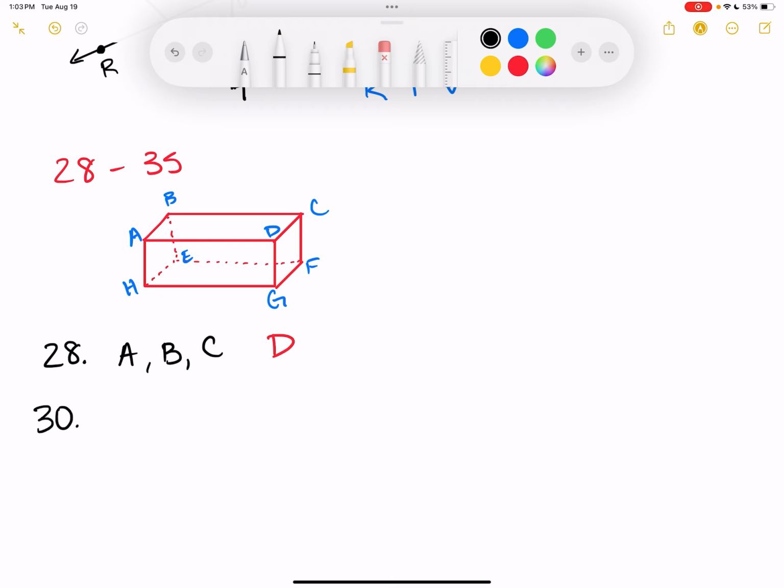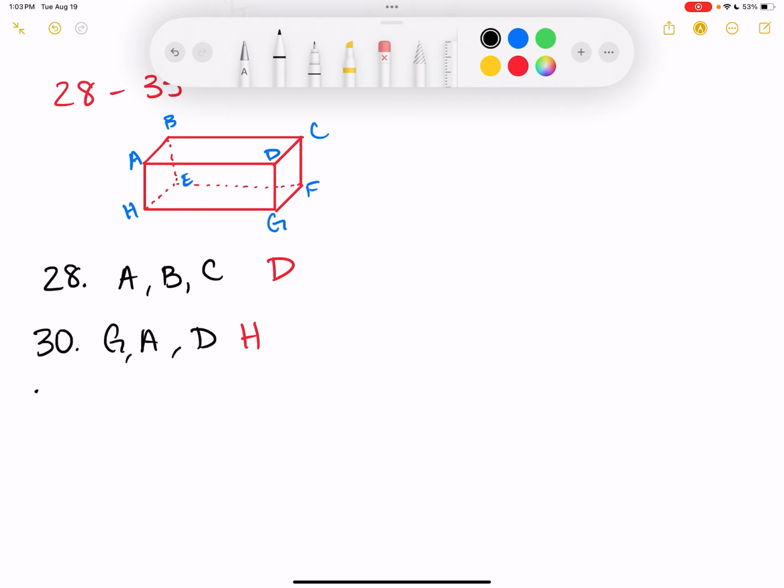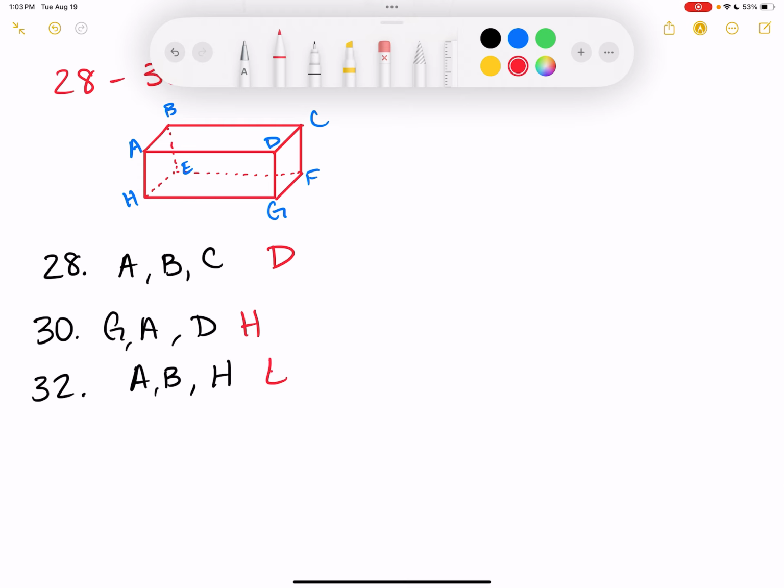30. G, A, and D. Yep, so that would be this front piece of the brick here. That would be H. A, B, and H. Yep. E, because we would be on this side over here. We've got A, B, H, and then E would be our other one.